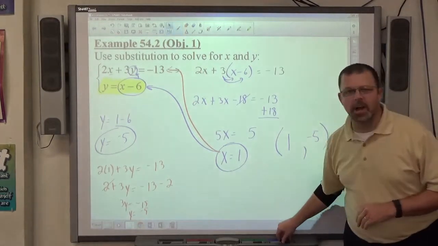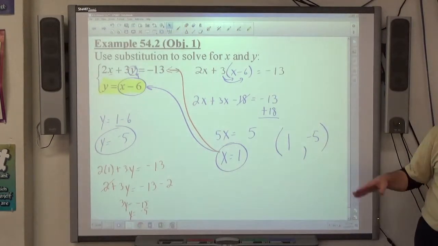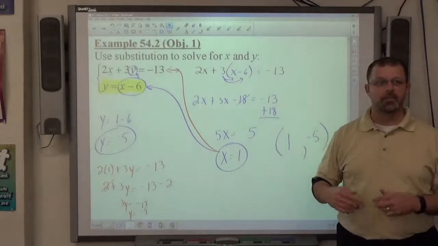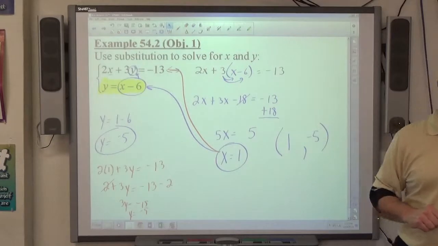So don't get hung up on where I don't know where I'm supposed to go at this point. Just know you're supposed to get both an x and a y. If you've only found x, you're not done. If you've only found y, you're not done. You have to find both answers before you're done.